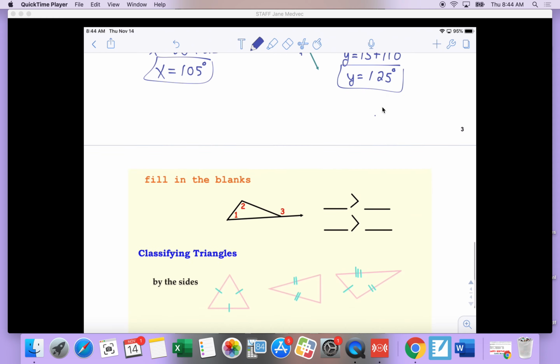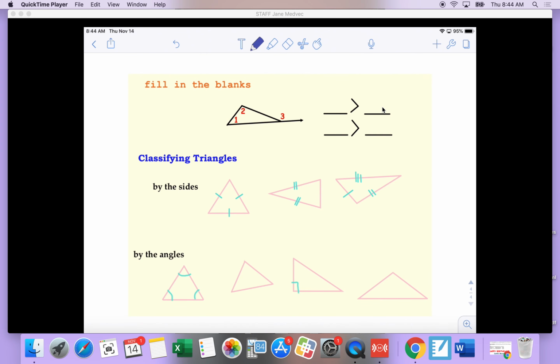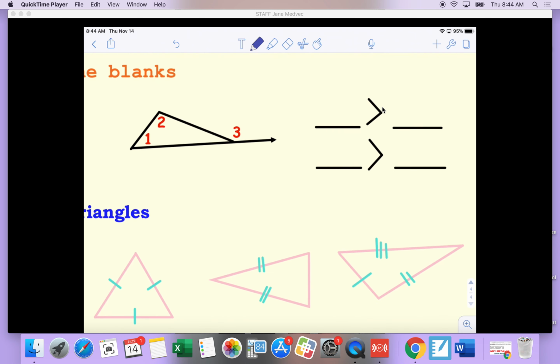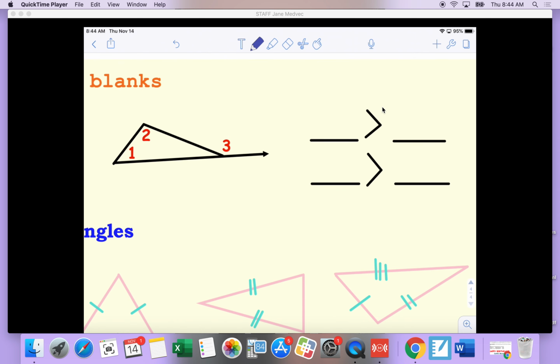All right, let's keep going. It says fill in the blanks. Blank is bigger than blank. So if I take a look at the angles, I know 3 is bigger than angle 1, and 3 is also bigger than angle 2, and that makes sense. I don't know if 1 is bigger than 2 or 2 is bigger than 1. I don't know that. But I do know that angle 3 would be bigger than the other 2.